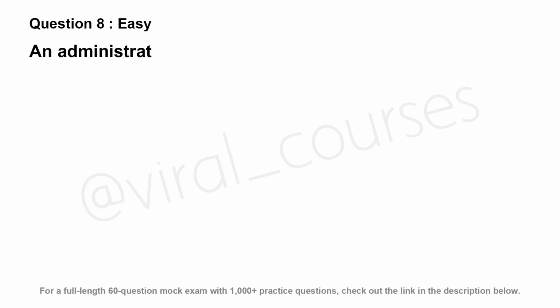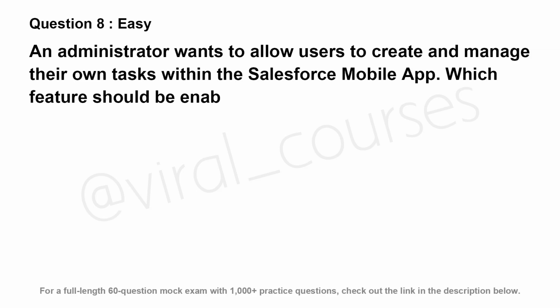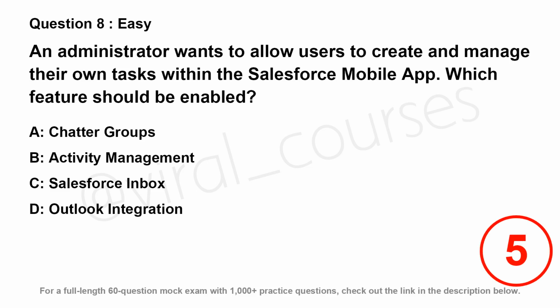An administrator wants to allow users to create and manage their own tasks within the Salesforce mobile app. Which feature should be enabled? Option A. Chatter groups. Option B. Activity management. Option C. Salesforce Inbox. Option D. Outlook integration.